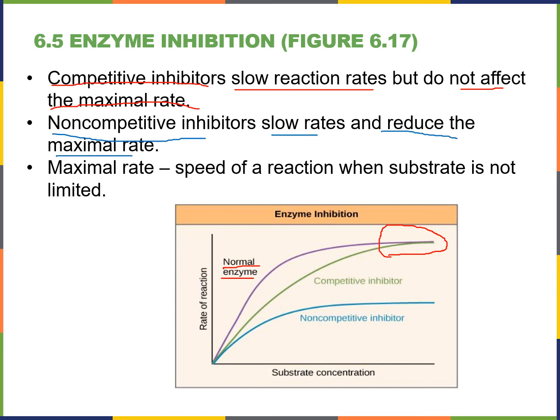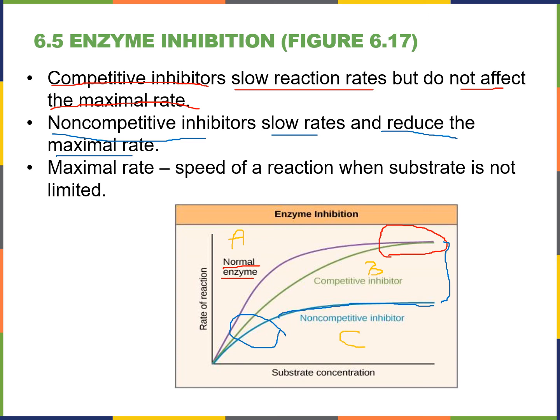The maximal rate is the speed of a reaction when the substrate is not limited. Again, you can see the slowing of the rate very early on, and you can see that the non-competitive inhibitor never achieves this maximum rate here. So how can I ask this as a test question? Well, I could label the normal enzyme A, I could label the competitive inhibitor B, and I could label the non-competitive inhibitor C.